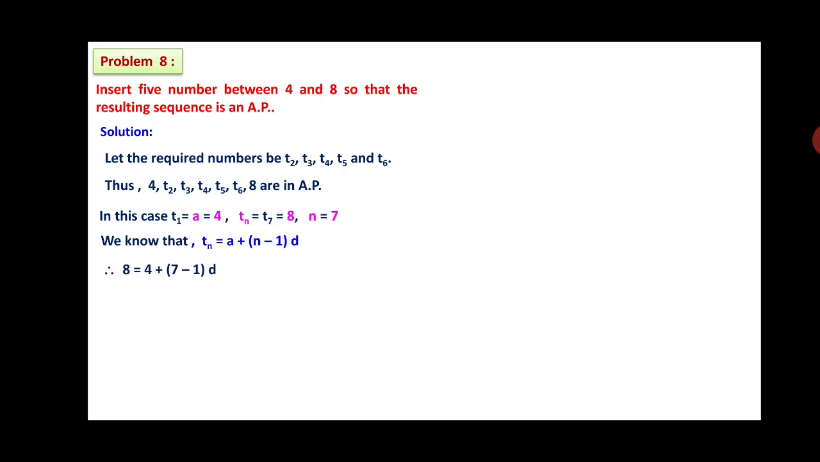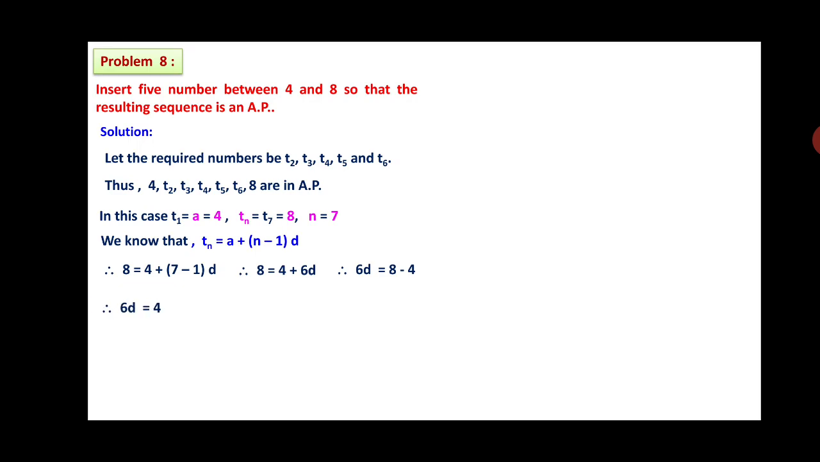Now we'll substitute the values. Tn, the nth term is 8, 8 is equal to, A's value is 4, 4 plus n minus 1, 7 minus 1 into D. So you are getting 8 is equal to 4 plus 7 minus 1 is 6D. Therefore 6D is equal to 8 minus 4.